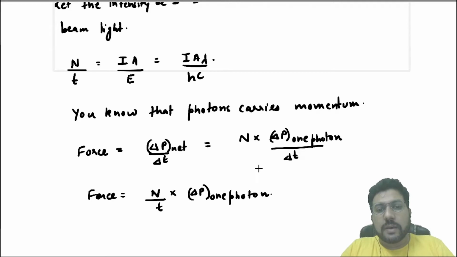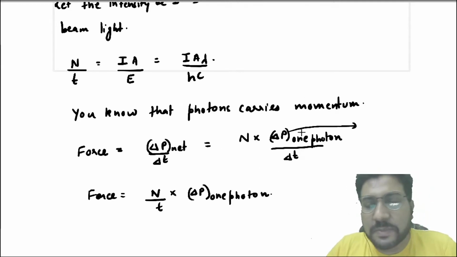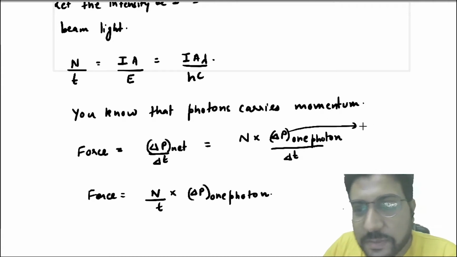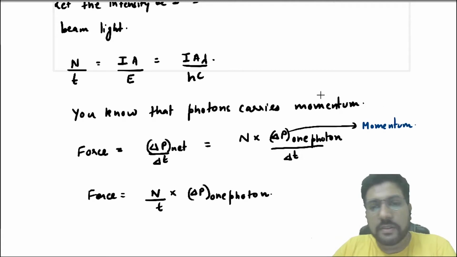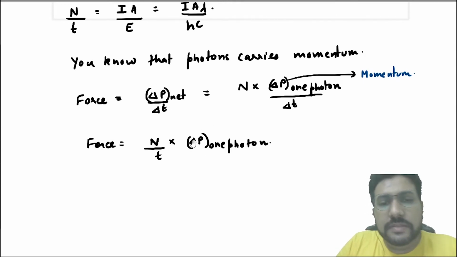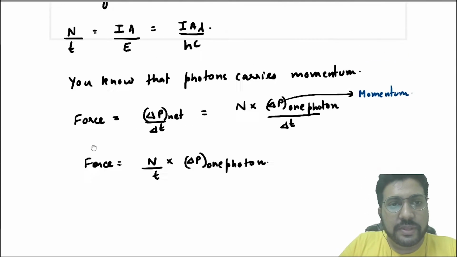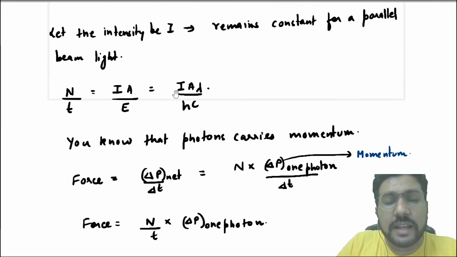Okay, now this P stands for momentum here. Sometimes P represents power, sometimes pressure. Now here it is momentum, so don't get confused. So the force is N by T multiplied by the change in momentum of one photon. We have already seen what N by T is, so we have to find out the change in momentum.